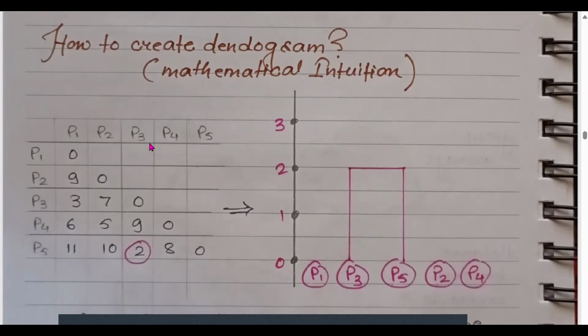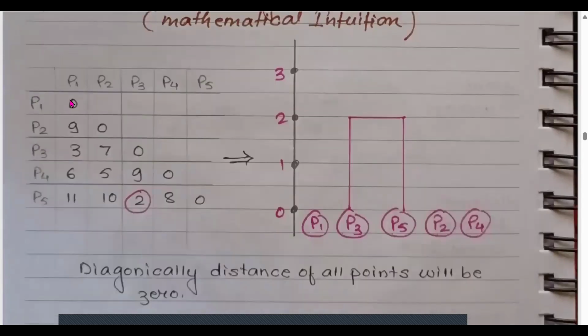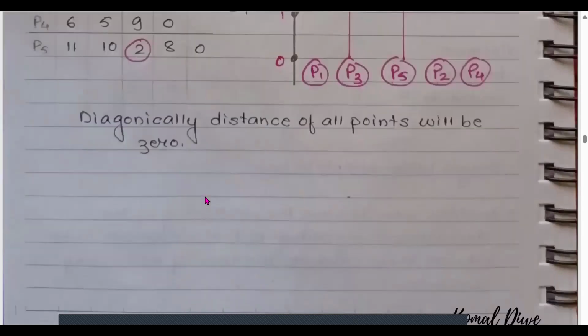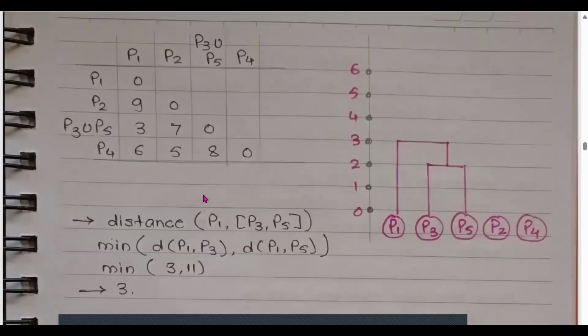5 and 3, 3 and 5, 2. Diagonally, the distance of all the points will be 0. Distance P1, P2, P5. This has become one cluster, P1.